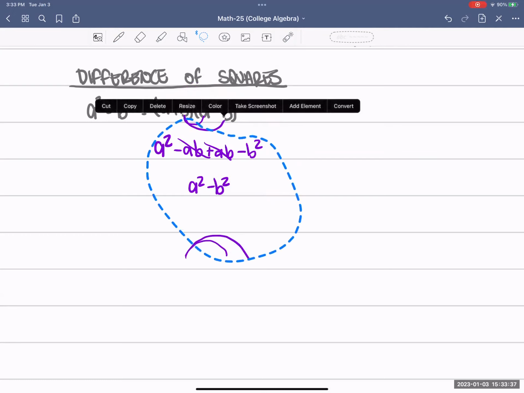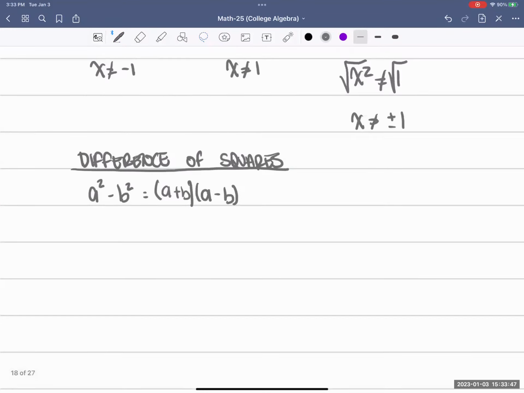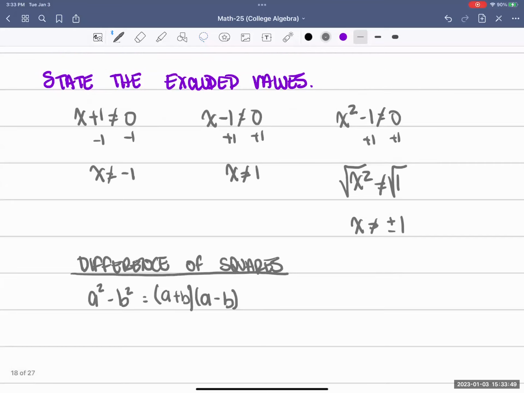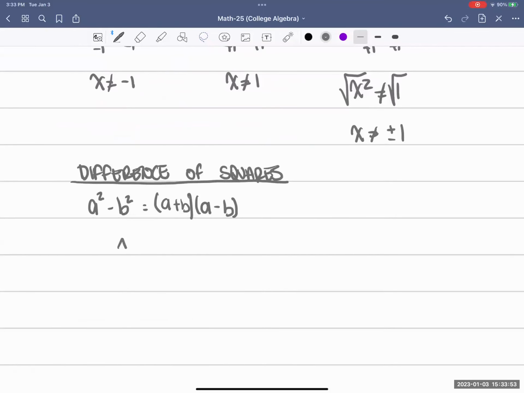That's just one way we could factor those. Okay, there we go. That's one way that we could factor these. So let's factor these here. Our x squared minus 1, we could write this as x squared minus 1 squared because 1 times 1 gives us 1. And we could throw it into our difference of squares formula.